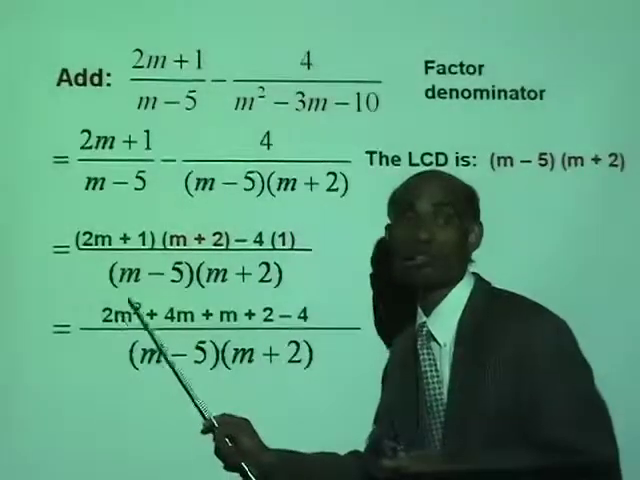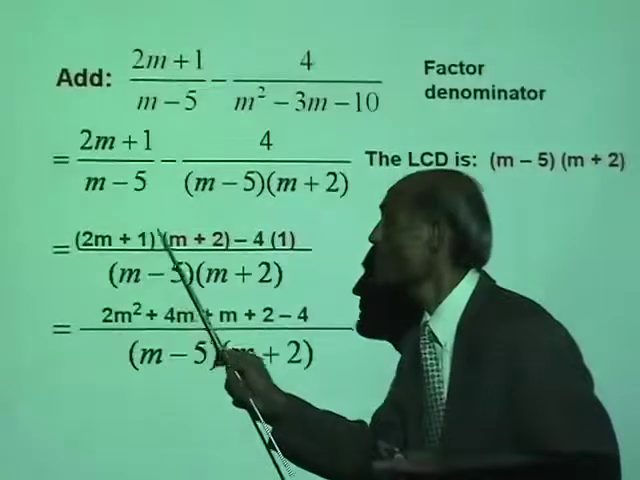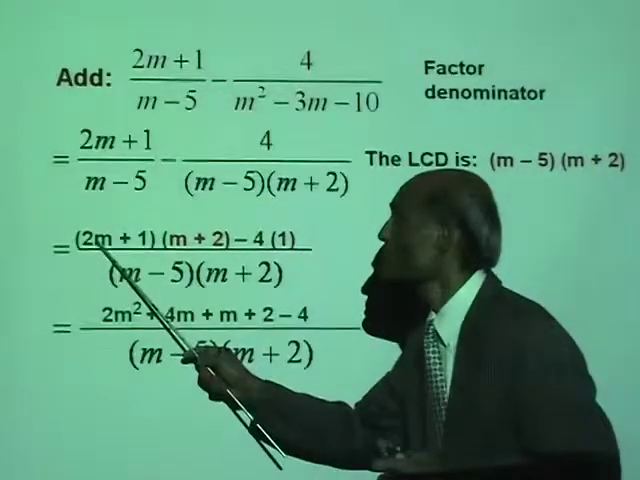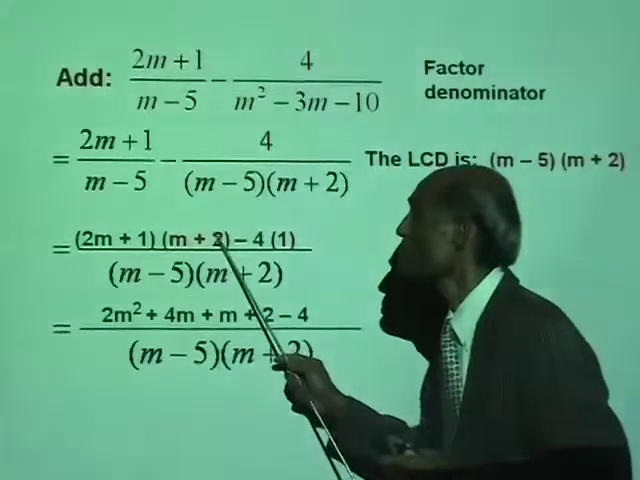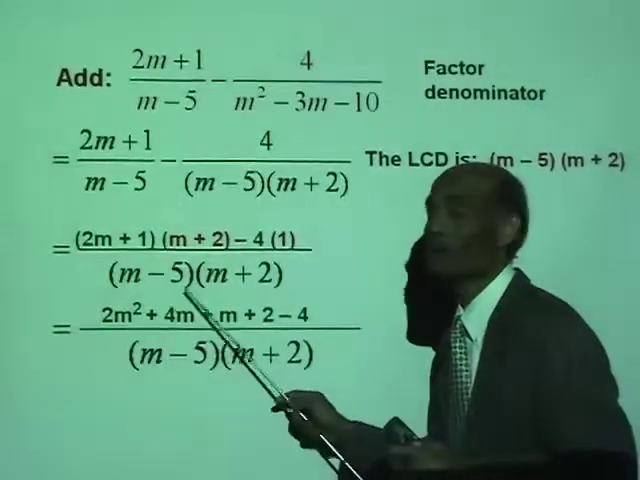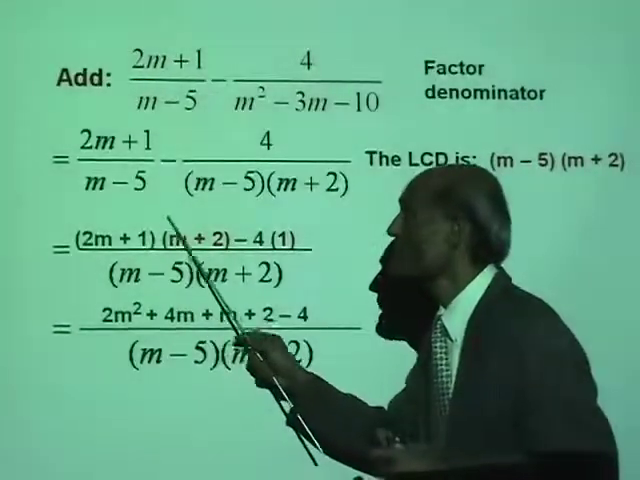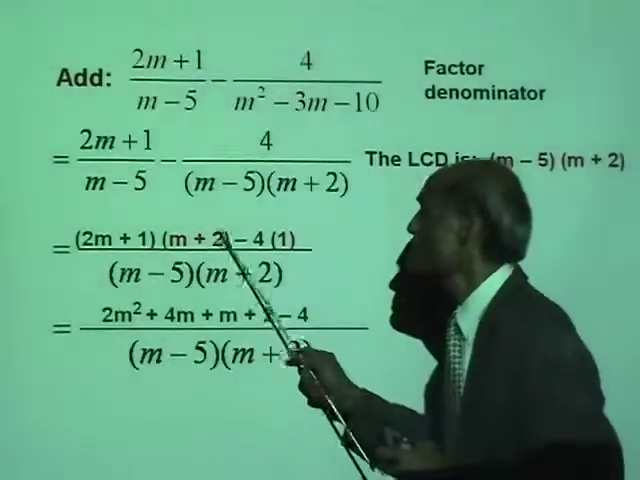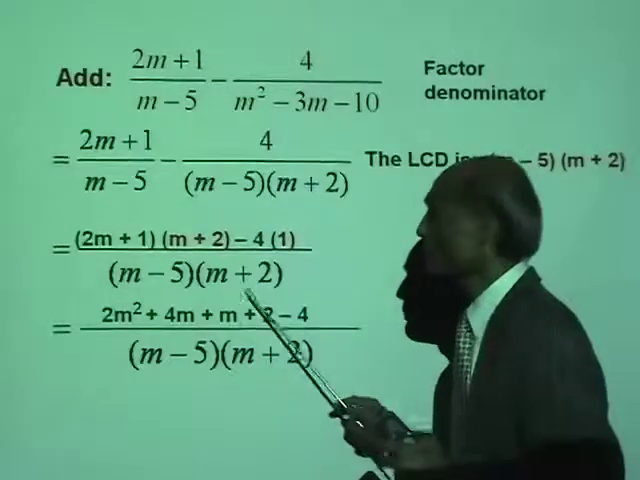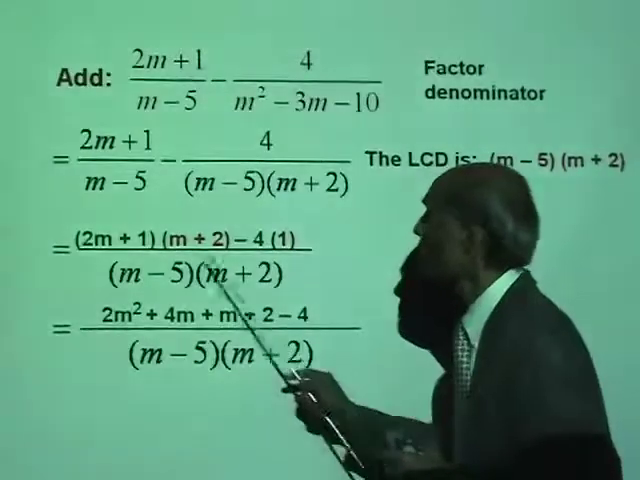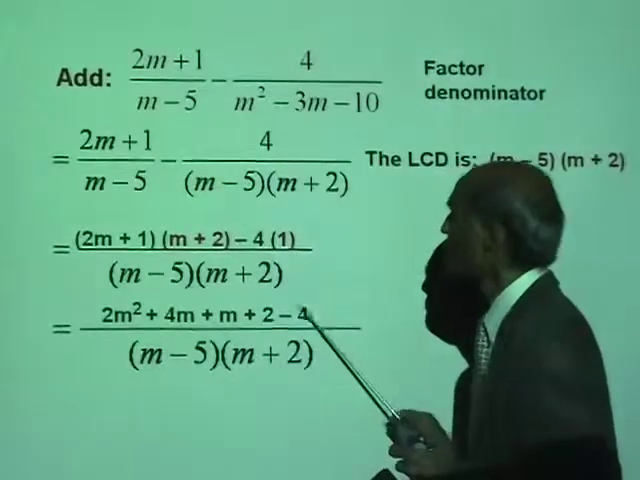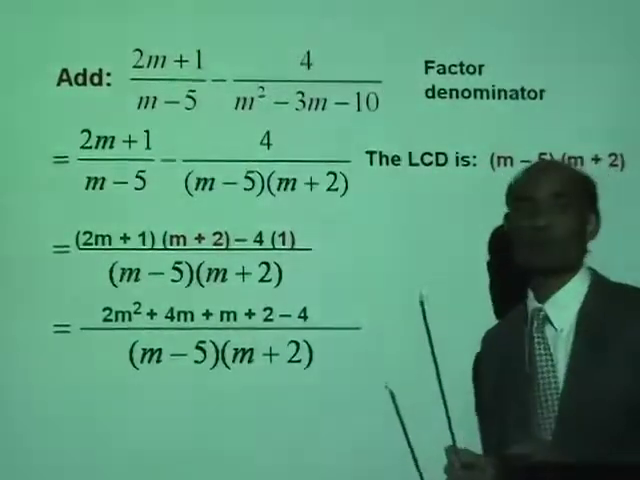There you are. One more time. 2m times m is 2m squared. And 2m times 2 is plus 4m. 1 times m is m. Plus 1 times 2 is plus 2. So this is the multiplication of these two terms. Minus 4 times 1 is minus 4.